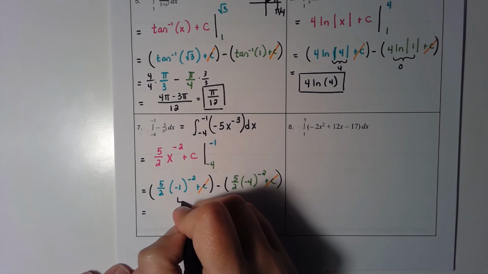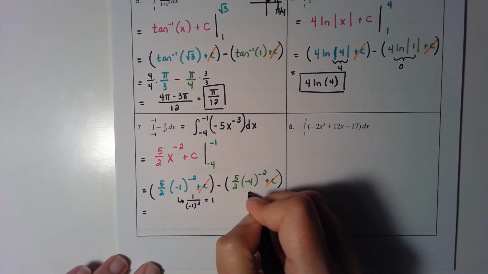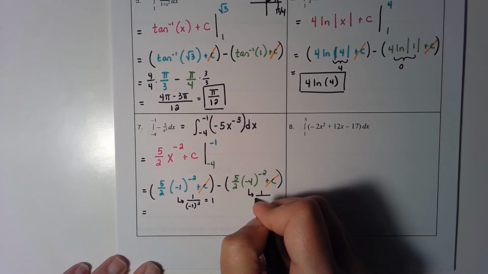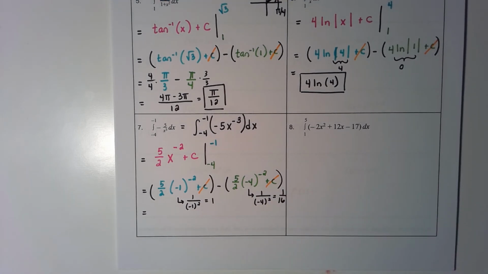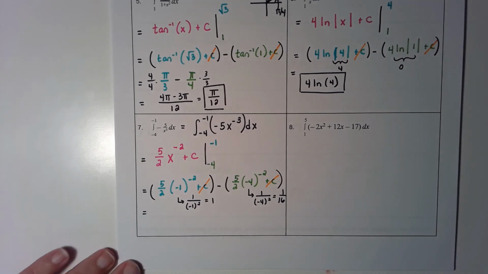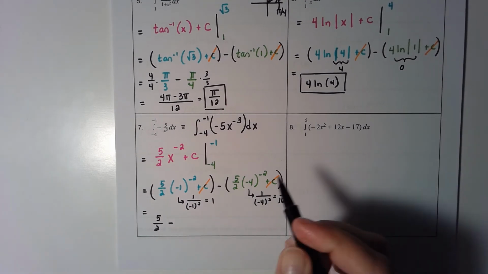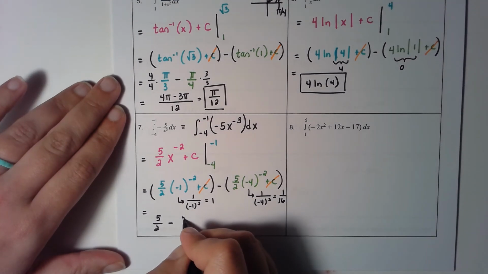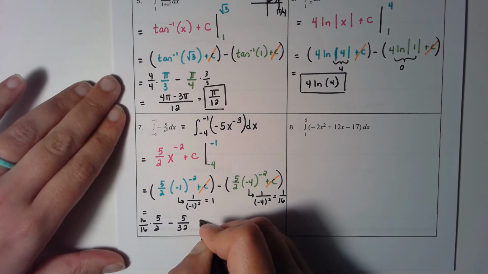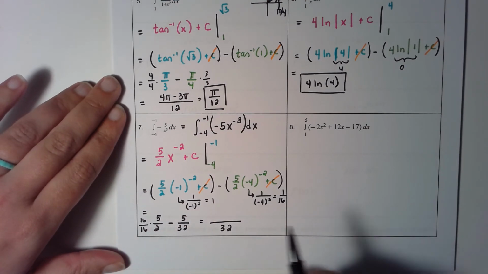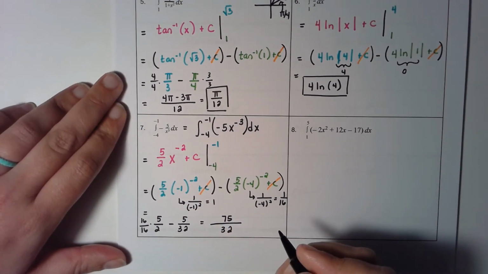Now, this negative power right here is really 1 over negative 1 squared. So that would just be 1. And this negative power right here is really 1 over negative 4 squared, which is 1 over 16. So that helps me. I convert back to a positive exponent there to evaluate. So I would get 5 over 2 times the 1 is just 5 over 2, minus 5 over 2 times 1 over 16 is 5 over 32. I could make a common denominator here, and then I would have 32 as my common denominator. 5 times 16 is 80, minus 5 is 75 over 32.